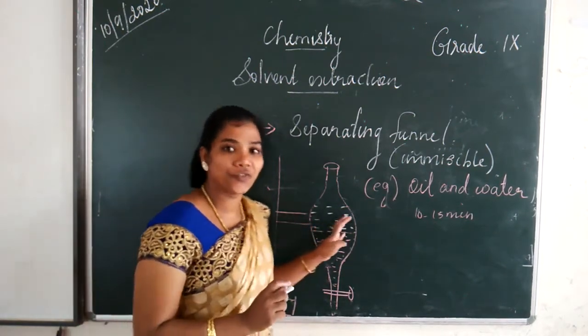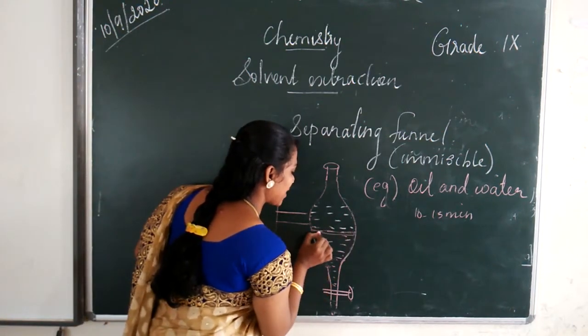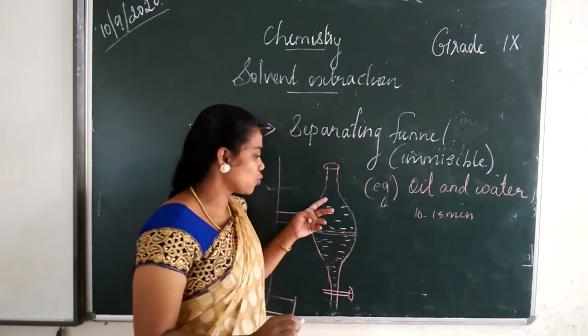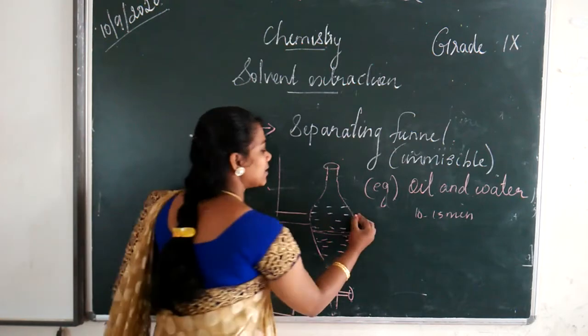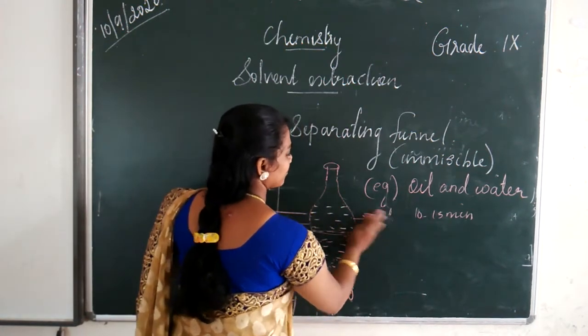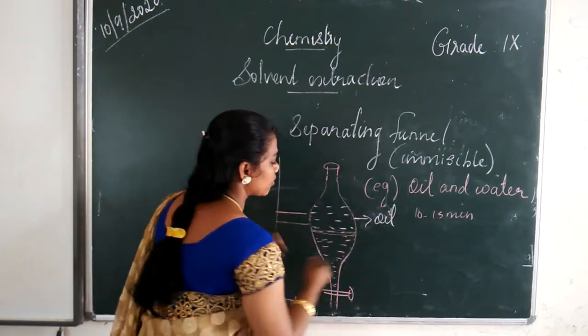You can see two phases, and in the middle you can see a ring-like structure which separates water and oil. So here this is oil, and this is water.